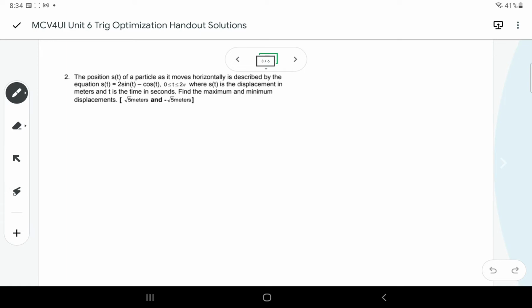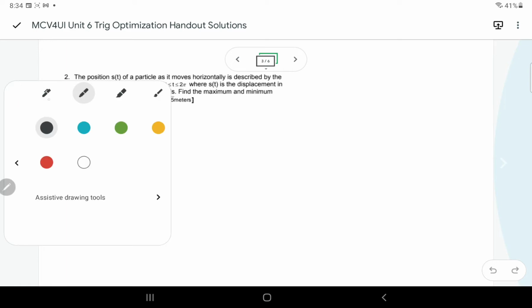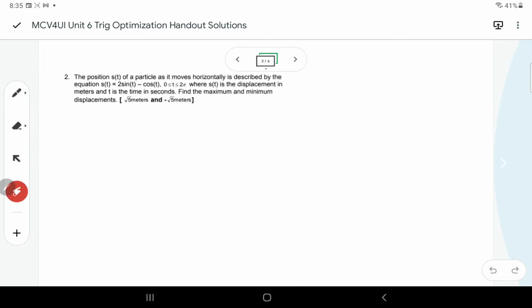Okay, question number 2. This one is, I think, a little bit easier for most people because we are given the function here, and we want to find the maximum and minimum displacement. So we know, if you're thinking about particle movement, if this is moving horizontally, the maximum and minimum displacement back and forth, that's going to be at the max min points, and that's where the velocity is 0.